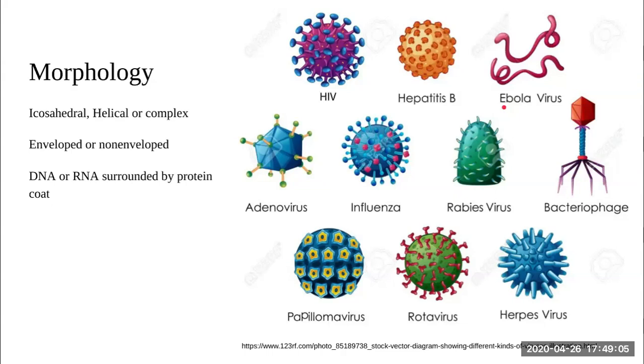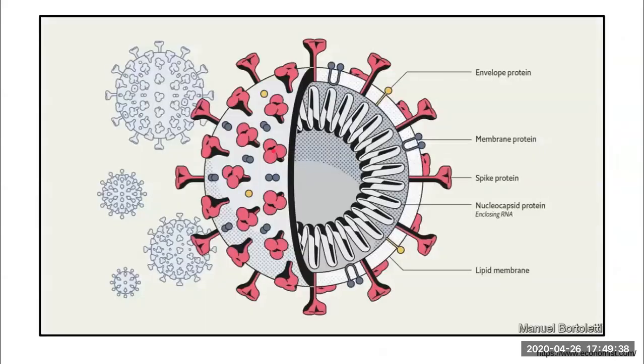Tobacco mosaic virus is another one, which infects plants. And then everything else, like rabies virus, is actually considered complex. It's not helical, it's not icosahedral. And then bacteriophages, which are definitely complex. As I mentioned, these are made up of genetic material, either DNA or RNA, surrounded by protein. So although this cartoon doesn't show it, these are all proteins on the outside, surrounding the genetic material.